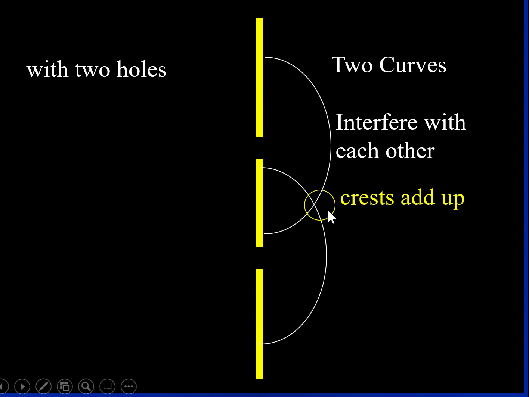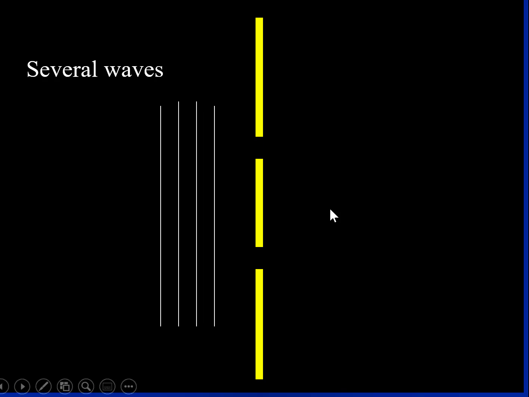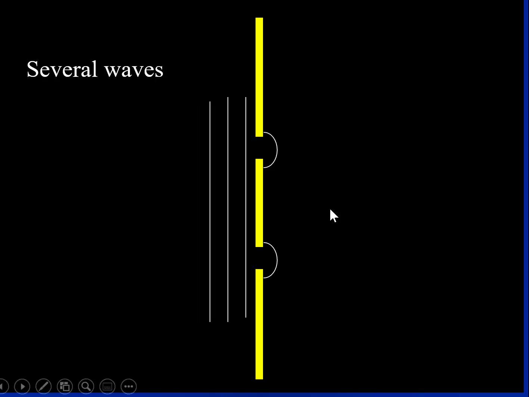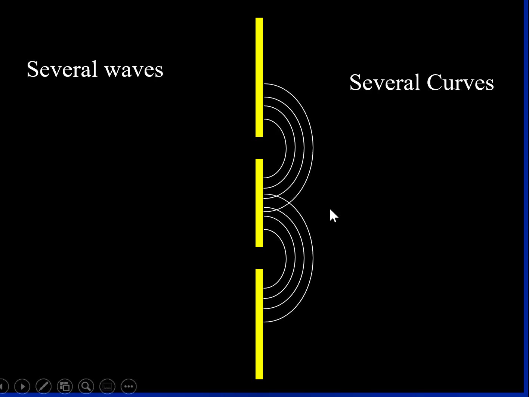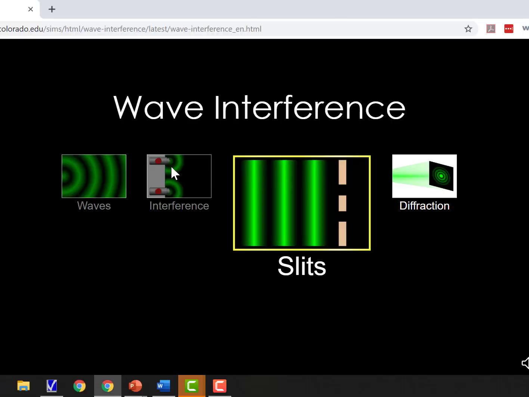Okay? Now, if I make several waves, I'll get several curves, right? And when those curves run into each other, they make up a pattern. And if you drew a wall across here, you would find that the double high waves would work right down the middle, but then slightly behind them, they would all be canceled out. So that's interference. Now we see it with waves.